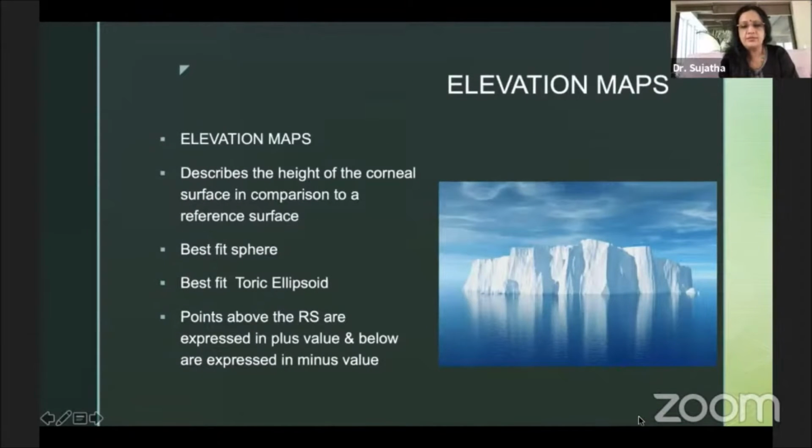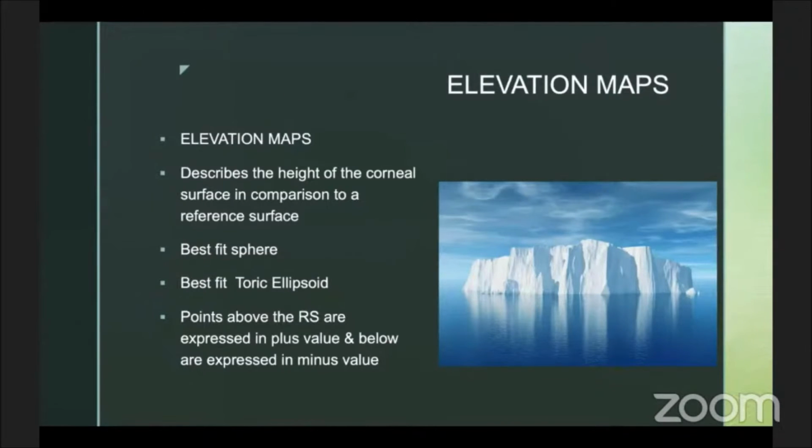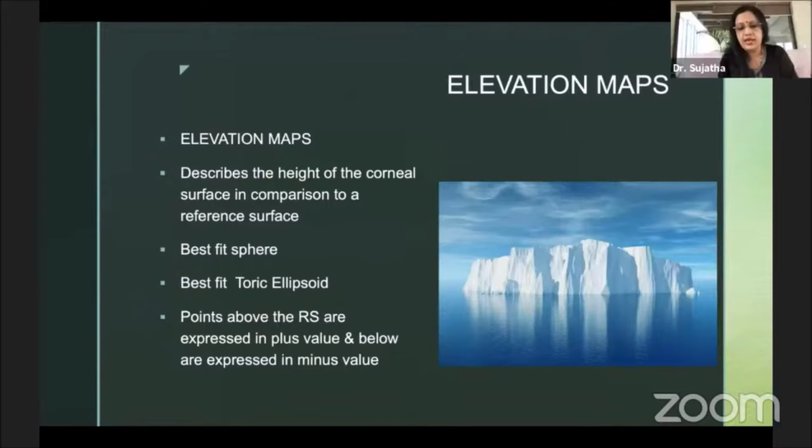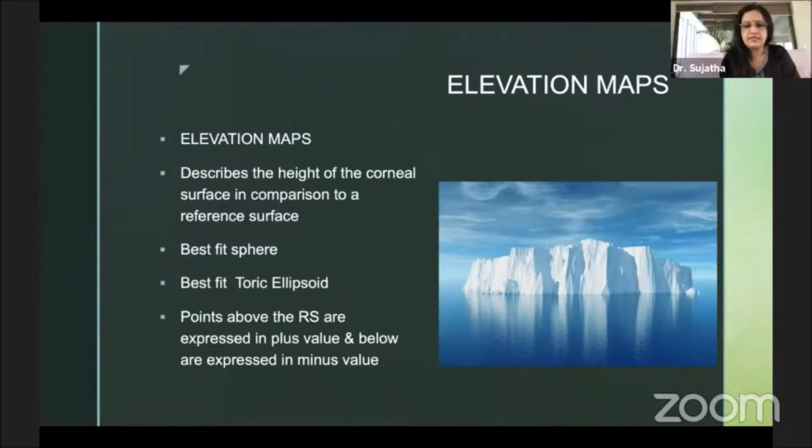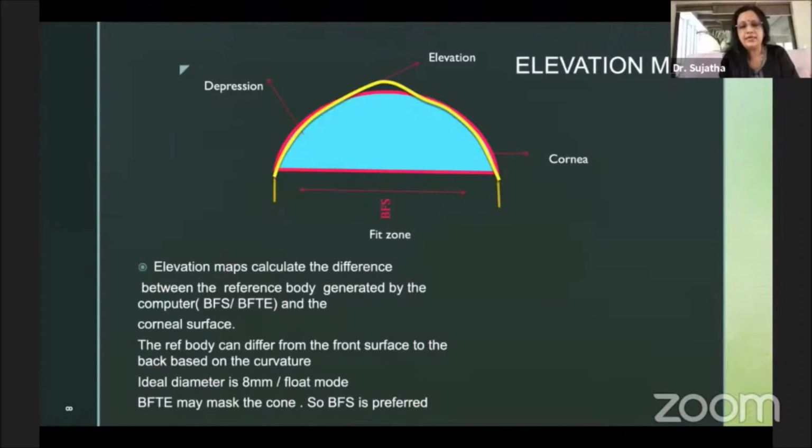When you look at the elevation maps, they describe the height of a surface in comparison to a reference surface. For example, here you can see the sea, and on top of it the iceberg, with the reference surface being the sea. The reference surface that we commonly use in refractive surgery is a best fit sphere. Some people prefer the best fit toric ellipsoid. However, I prefer the best fit sphere because it is able to identify the cone much earlier than a best fit toric ellipsoid. Any point above the reference is expressed as a plus value. The red dome represents the best fit sphere, and the yellow line outline represents the cornea. Any elevation above the best fit sphere comes out as a plus, and any depression below is a minus.